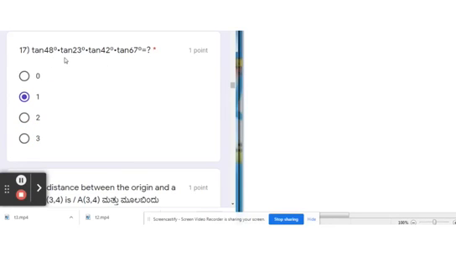17th question, tan 48 into tan 23 into tan 42 into tan 67 value is. So these are clearly the concepts of complementary angle. The reason is the angles are not standard angles. Standard angles are 0, 30, 45, 60, 90. Apart from the standard angles, any angle belongs to the complementary angle concept. I am going to write the question as it is. Tan 48 into tan 23 into tan 42 into tan 67.